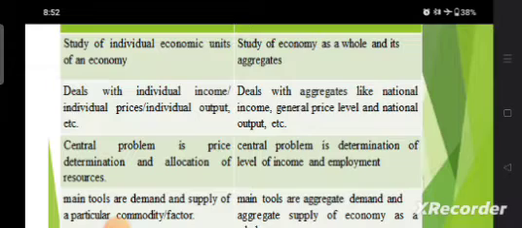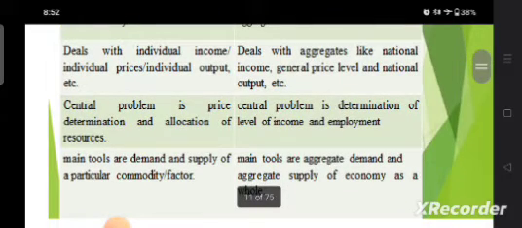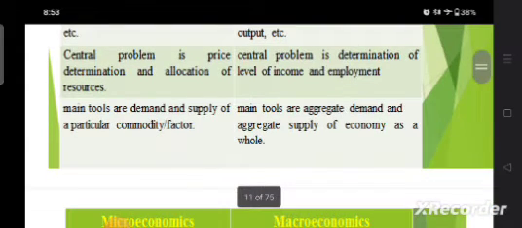Whereas macroeconomics deals with aggregates like national income, general price level, and national output, where we talk with respect to the country. In microeconomics, the central problem is price determination and allocation of resources, right? Whereas in macroeconomics the central problem is determination of level of income and employment. In microeconomics the main tools are demand and supply of a particular commodity, whereas in macroeconomics the main tools are aggregate demand and aggregate supply of the economy as a whole.